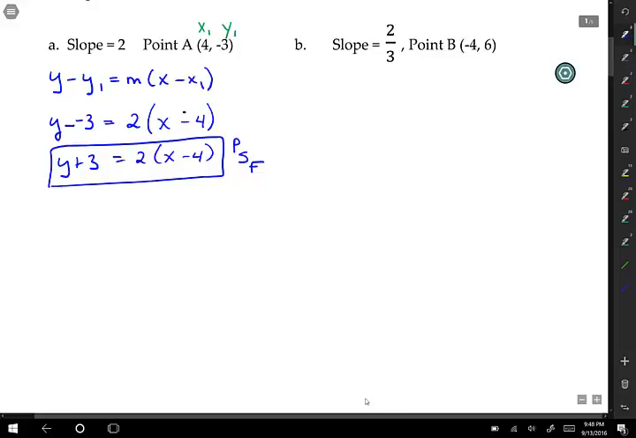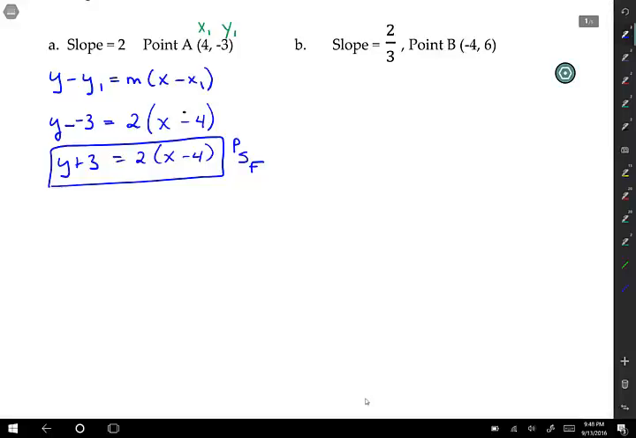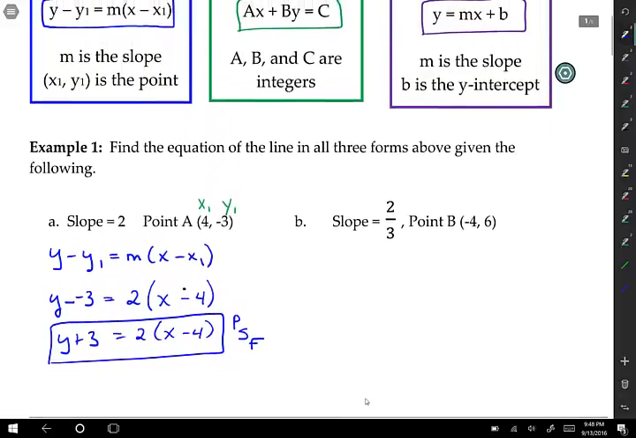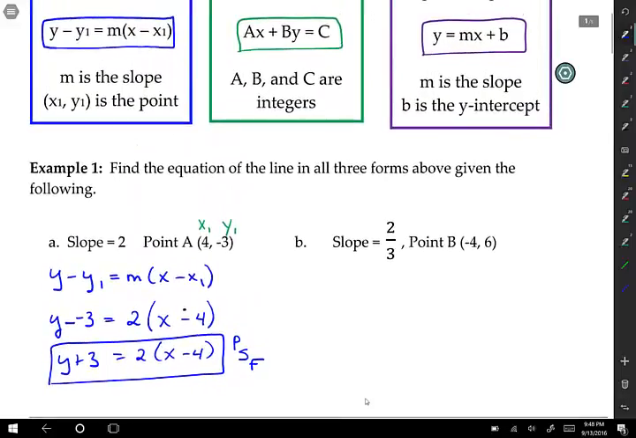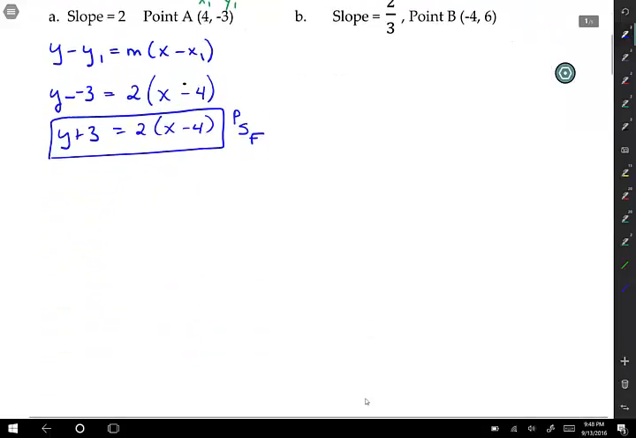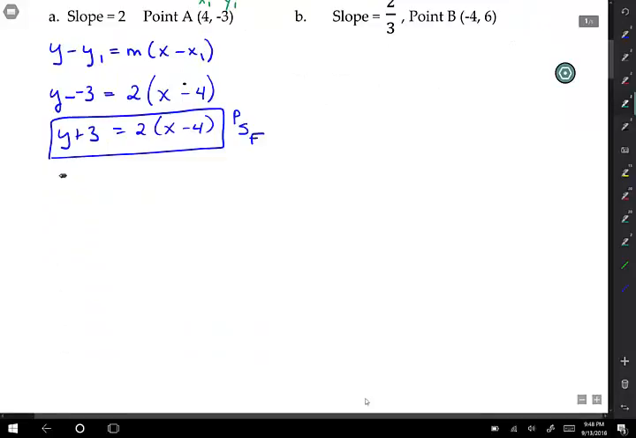From point slope form we can go in two different directions. We can go first to standard form or second to slope intercept form. It really doesn't matter, but the key is understanding that point slope is our first primary one. Let's go to standard form, which is ax plus by equals c. The first thing we're going to do is distribute the 2 to get 2x minus 8. The second thing is to move all the numbers over to the right, so we subtract 3 from both sides. That gives us y equals 2x minus 11.